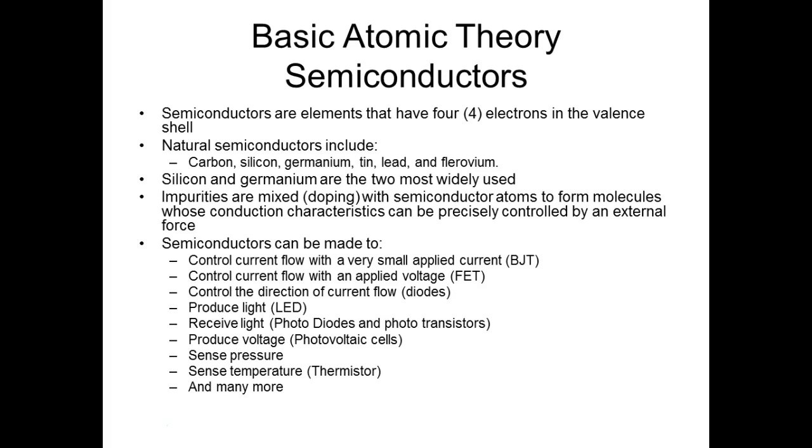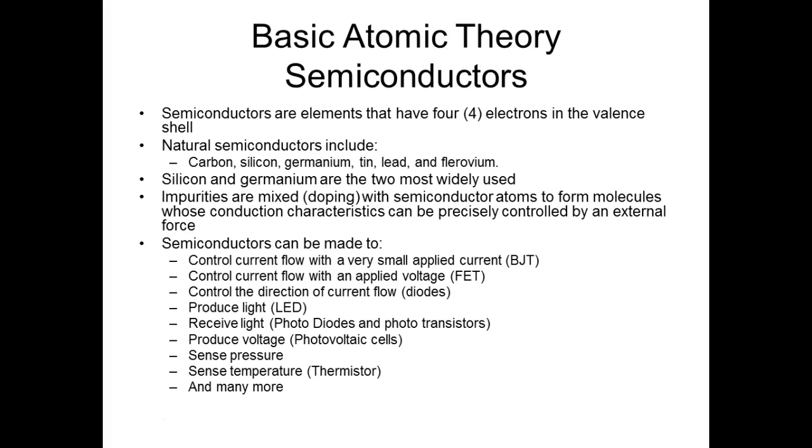Control the direction of current flow. These are diodes. So diodes are what we use to convert AC into DC. Produce light. Everybody's seen LEDs. These are light emitting diodes. Receive light. These are photodiodes and phototransistors. That's so cool. This is what makes the remote on your TV work. On one side you got a light emitting diode, and you're shooting that into a phototransistor that's picking up that light, right? Which is pretty neat.